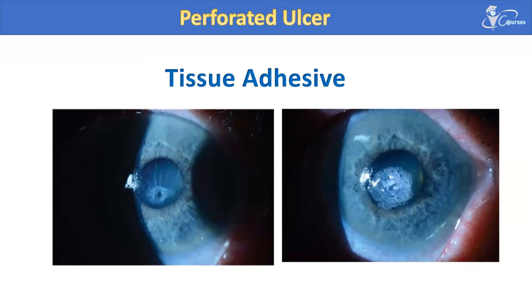So the cyanoacrylate can be used mainly for the central ulcers, which are away from the limbus. This will be best done by the cyanoacrylate glue, and also it will be best for corneal infections of infectious origin, because the fibrin glue, on the other hand, will be better for peripheral and for non-infectious etiologies.